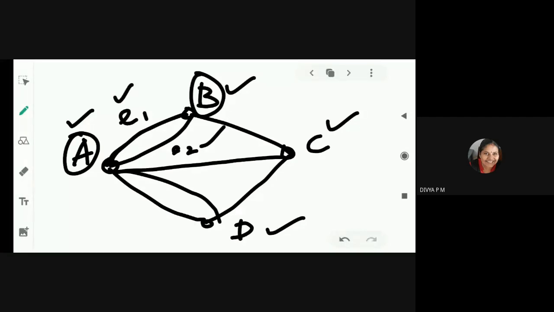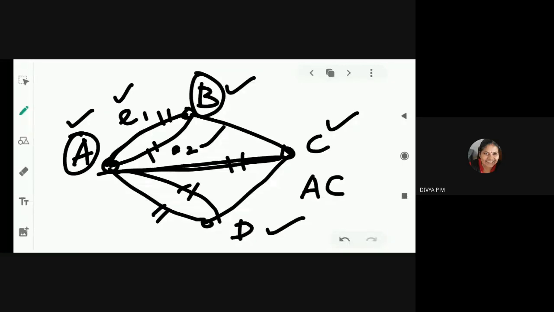Therefore, these two edges are called parallel edges. So parallel edges are those edges whose end vertices are the same. Here there are two other parallel edges. This is what we call a straight edge or a simple edge. AC is also a simple edge.